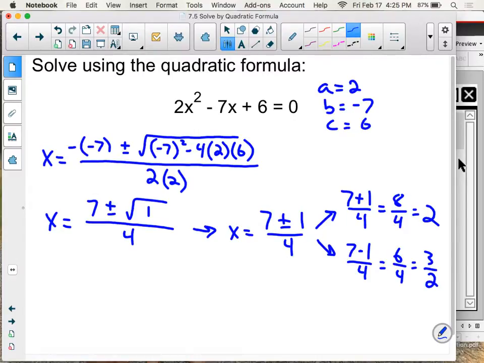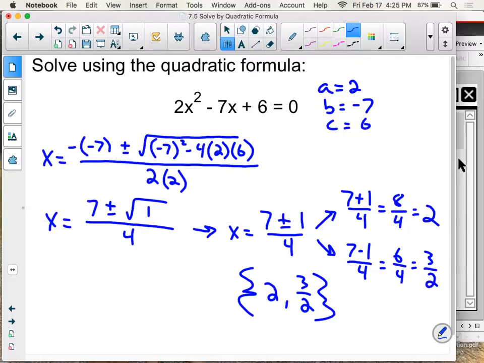So if you wanted to get crazy and do that solution set and write it as 2 comma 3 over 2, you could do that. And again, have you seen answers that look like that before? When we completed the square, sometimes our answers kind of looked like that.